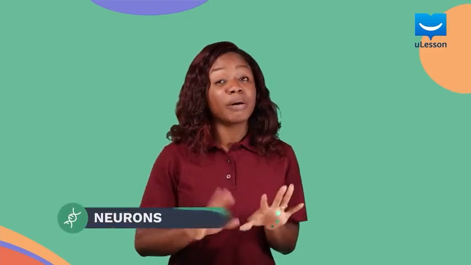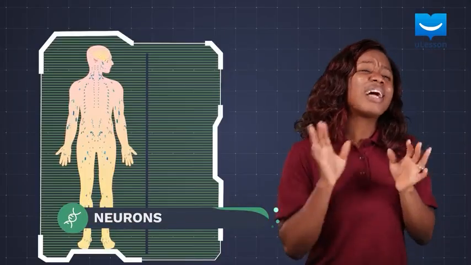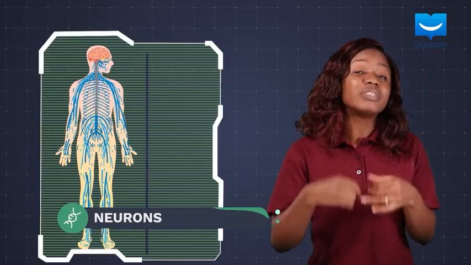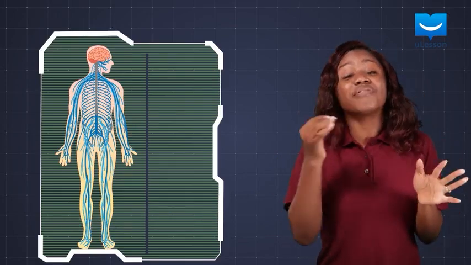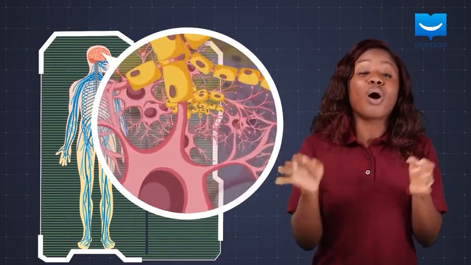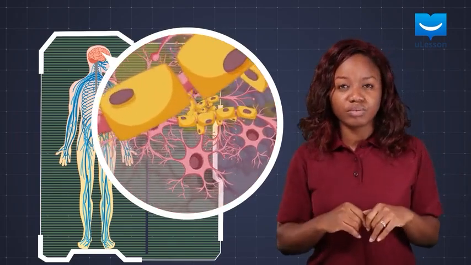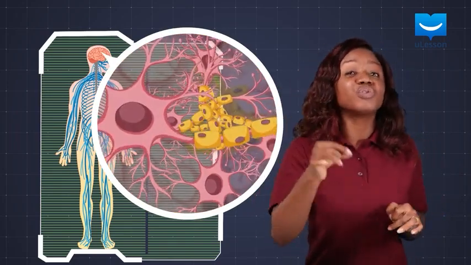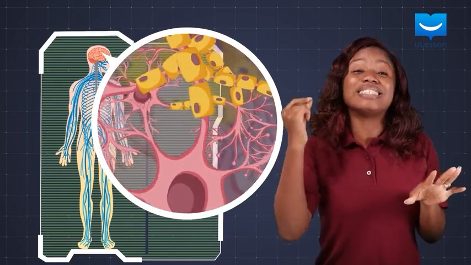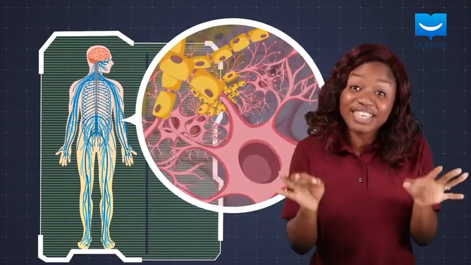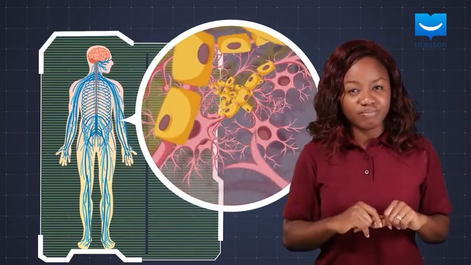We have learned a lot about the nervous system. Let's now learn about the building blocks of the nervous system, neurons. Neurons are nerve cells. Nerve cells are also called neurons. There are billions of neurons within the nervous system, and some scientists believe that there are about 86 billion neurons in the brain.